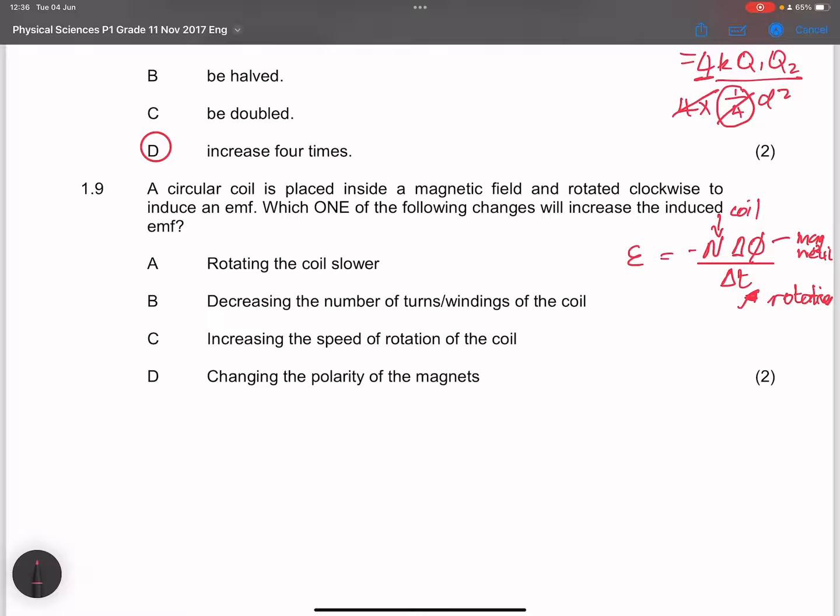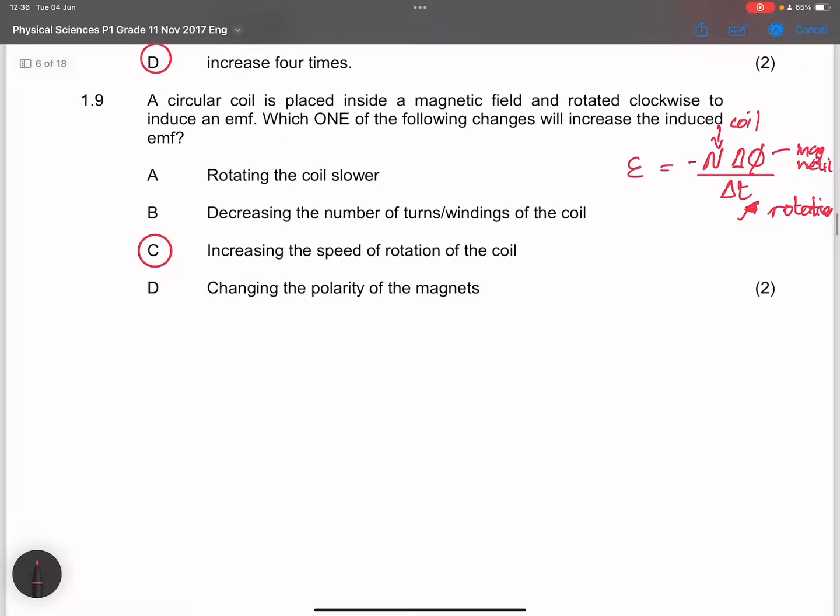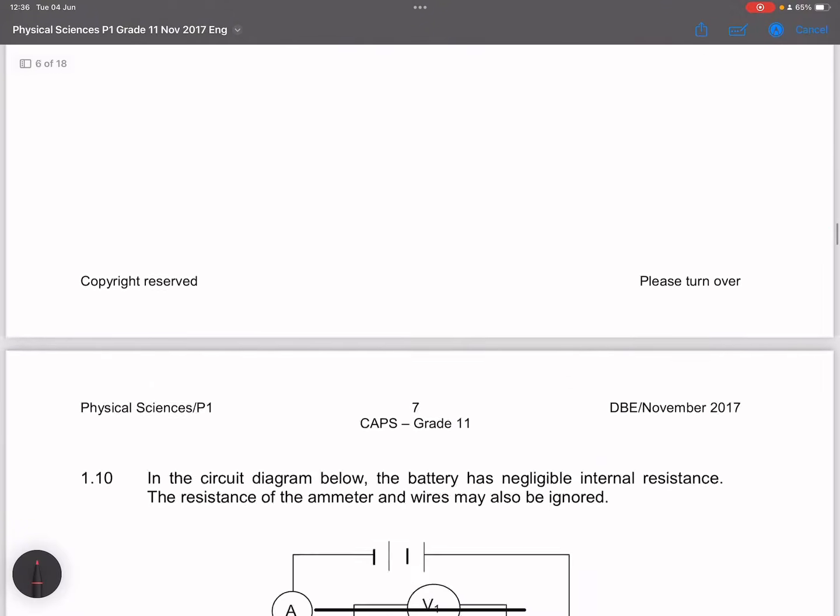So they say to us we wanted to improve the EMF. So they said rotating the coil slower. That's definitely not true. Decreasing the number of turns, windings on the coil, not true again. Increase the speed of rotation, that definitely does look true there. If I increase the rotation speed, it will improve the EMF significantly. And then they said changing the polarity of the magnets. Definitely that will not do it because changing the polarity will just change the direction of the current.